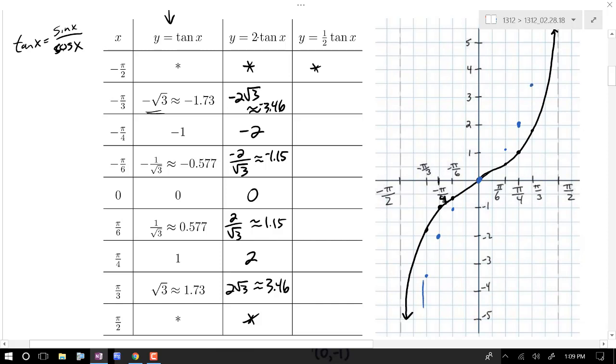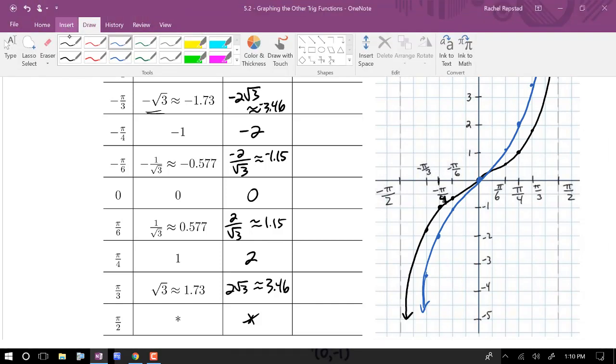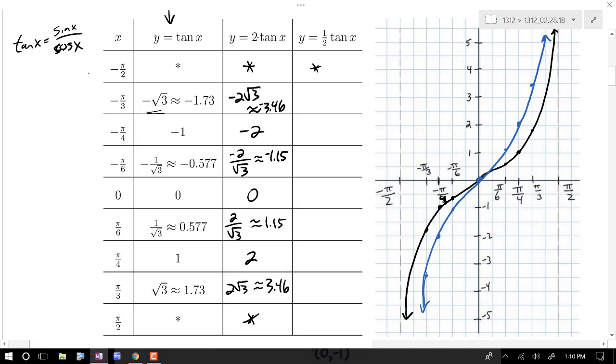And so here is my best attempt at graphing 2 tan x by hand. Let's work on this last column.